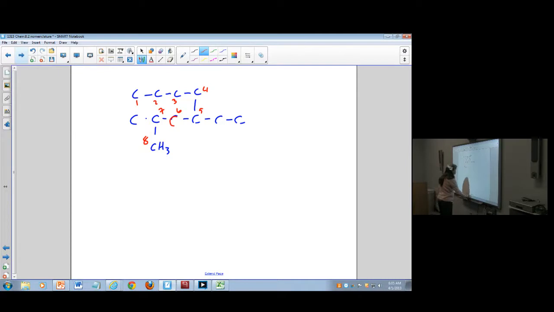I'm not done. See what else I can do here. Another way I could number it. Another way I could number this chain would be to number it 1, 2, 3, 4, 5, 6, 7, 8. Okay, now I've gone through all possibilities trying to figure out which one is going to give me the longest chain, and I've come up with 2 ways to get octane.